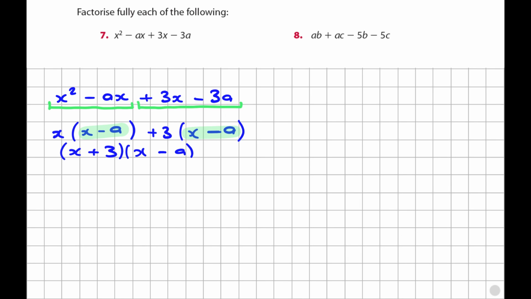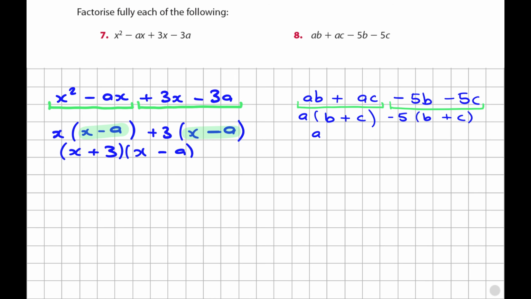So with question 8, ab plus ac minus 5b minus 5c. So we do the exact same again. Take the first two terms and see what's common. What's common in those first two terms is going to be a, times b plus c. Take the second two terms and see what's common. What's common in the second two terms is negative 5, times b plus c. So that gives us a minus 5 times b plus c.